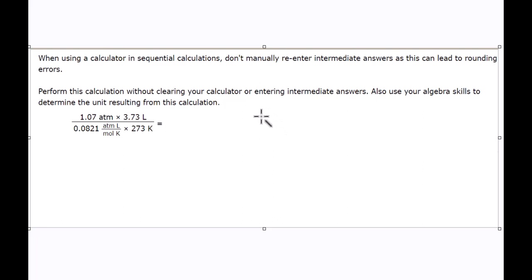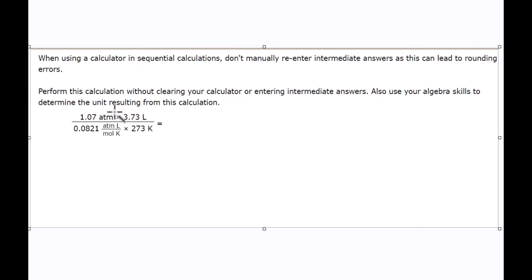So the question says for you to perform this calculation without clearing your calculator or entering these intermediate answers, and also to use your algebra skills to determine the unit resulting from this calculation. Let's do the last part where we get the unit resulting from this calculation, because it's going to show us what we're after. I mean, this isn't just a bunch of numbers. We're going to find something out in terms of chemicals and understanding. And the unit's going to help us with that. So we've got them written down.